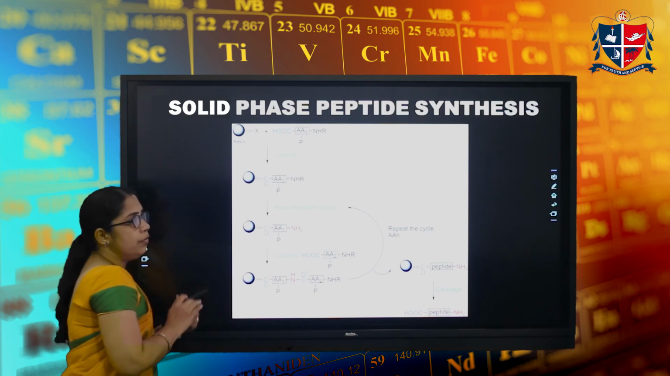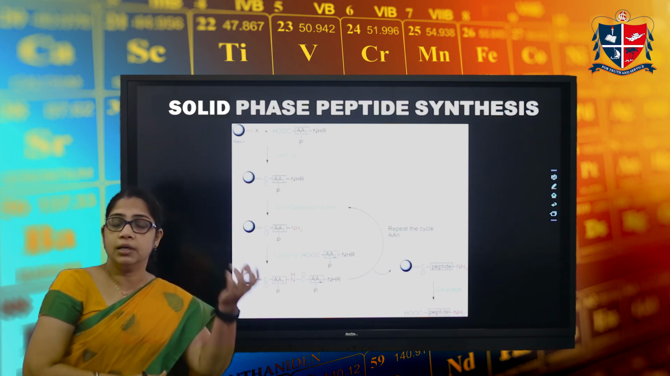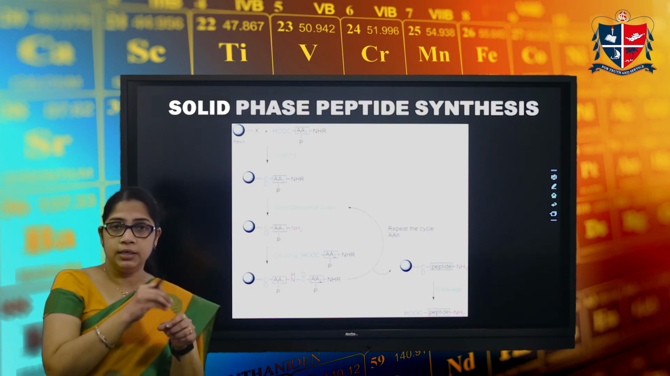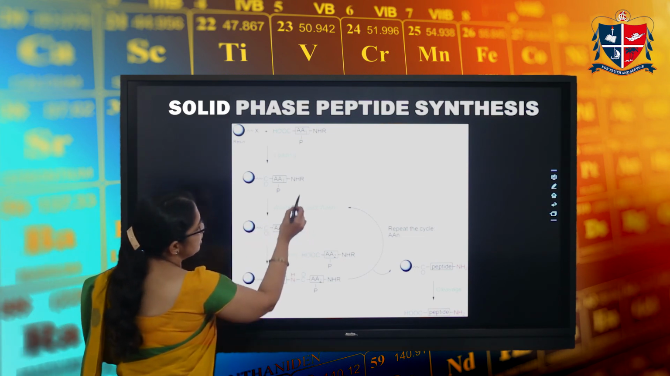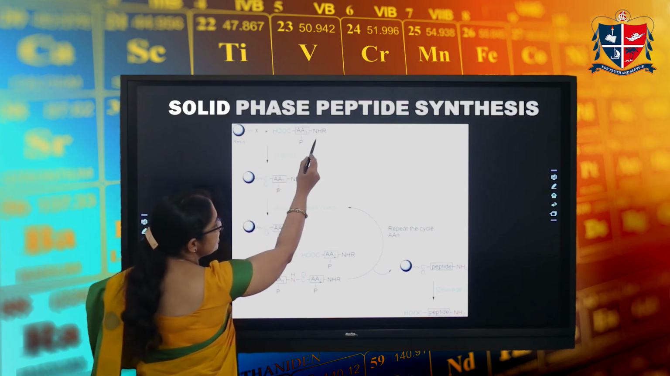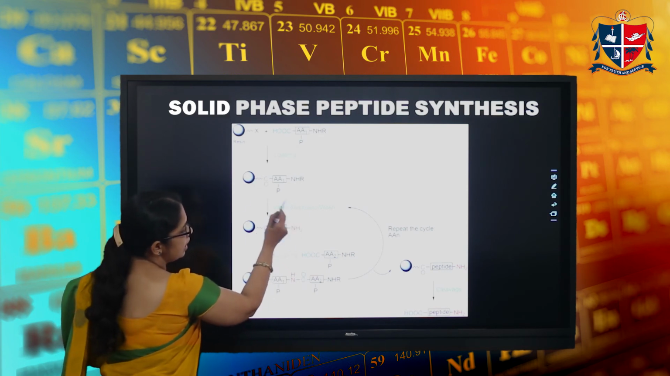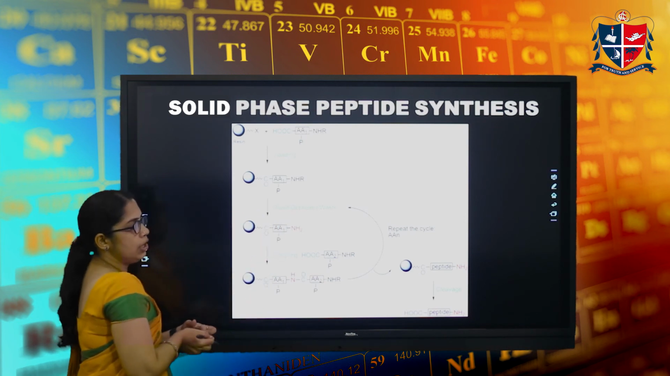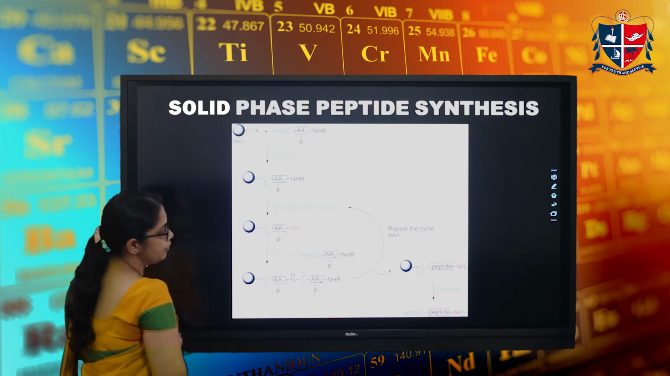After the amino acid is loaded into the resin, the next step is washing. Because the resin will not dissolve in any organic solvent, we can simply filter the product and wash it. After that, deprotection. Here we use a protected amino acid: you can see the NH remains as NHR. After washing, we deprotect this amino group, and NHR now becomes NH2.